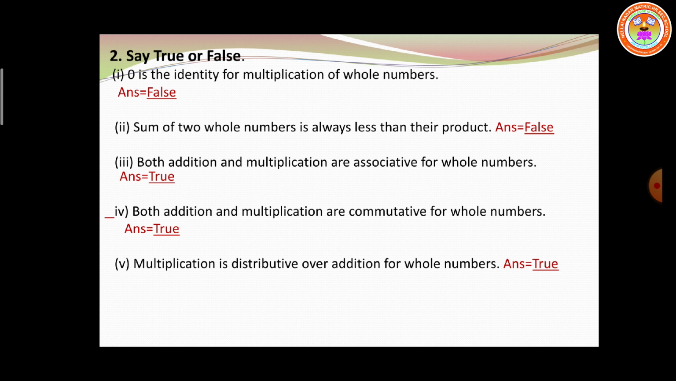Third one, both addition and multiplication are associative for whole numbers. Yes, both addition and multiplication are commutative for whole numbers. Yes, it is true only. Multiplication is distributive over addition for whole numbers. Yes, these three are based on the properties only. Is it clear, children? True or false? Shall we see the problem now?